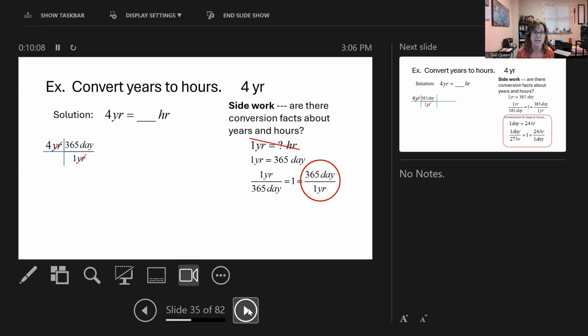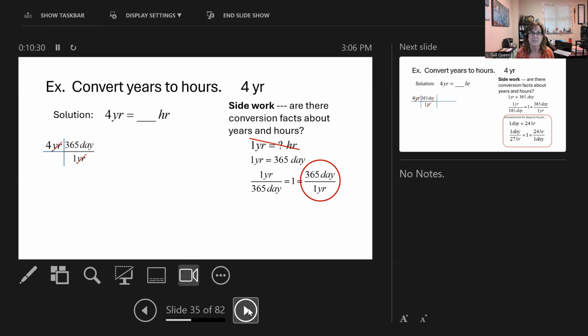That's why we chose that particular fraction. Okay, now we are not done with the problem, because if I were to multiply straight across the top, I would be doing 4 times 365 days, and my units currently, where I am in the problem right now, would be in days. They don't want me to answer in days, they want me to answer in hours.